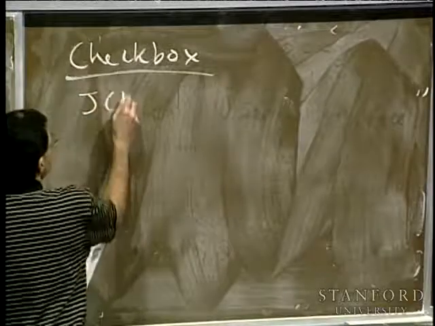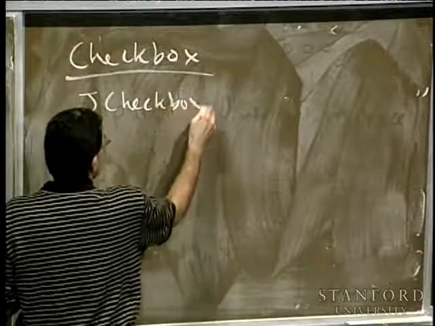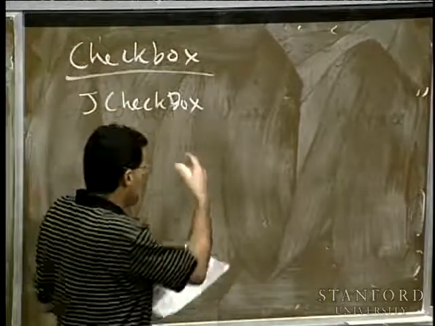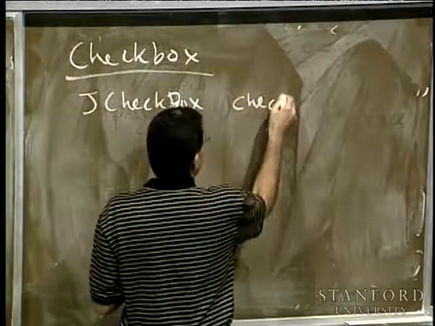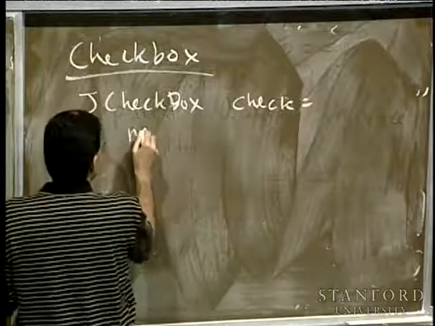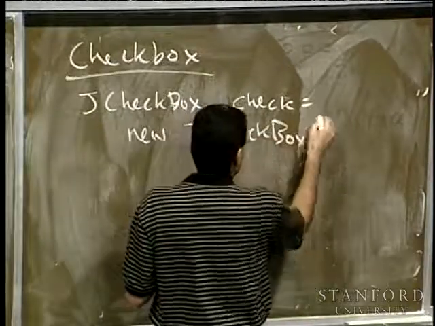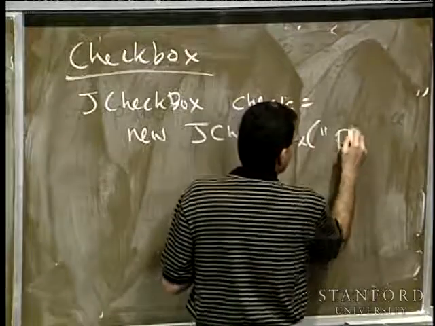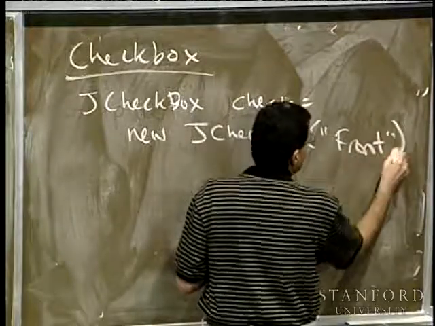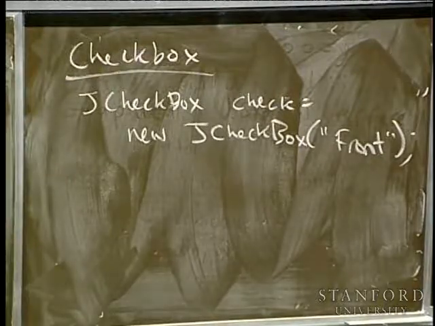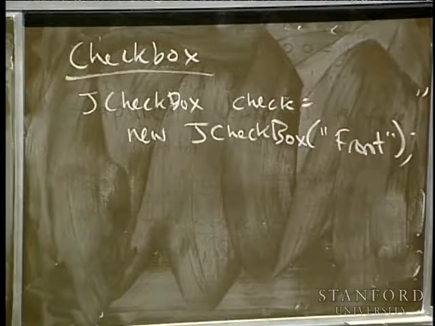Well, the type here is called JCheckBox. And for a JCheckBox, sorry, capital B there, what I need is a variable of that type. I'll call it check. And the way I create this is I say new JCheckBox. And the parameter I give to the checkbox is the name that I want displayed next to the checkbox, like front, to indicate that is the front of the face. So it'll write out front and put a little box after it.